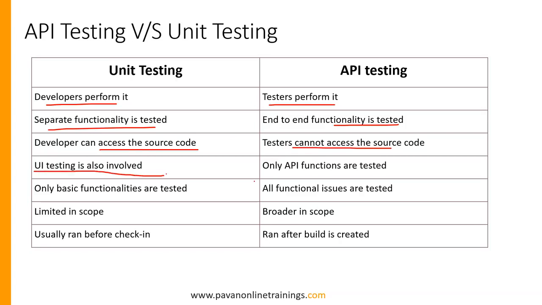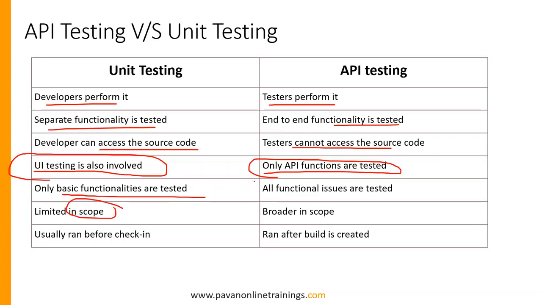And UI testing is also involved. In unit testing, they will perform certain kinds of UI testing also, but here we don't have any UI testing. Only API functions are tested. Only the API will be tested. There is no UI coming into the picture here. And in unit testing, they test only basic functionalities, but in API testing, we do all the functionalities; all the functional related issues we have to validate. Unit testing is very limited, but API testing is very huge because it contains a lot of things to test.